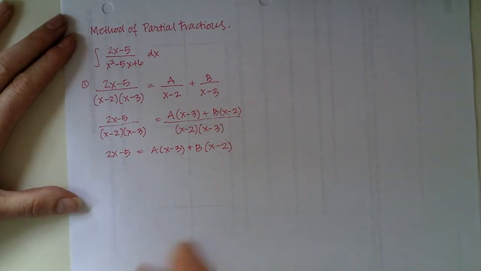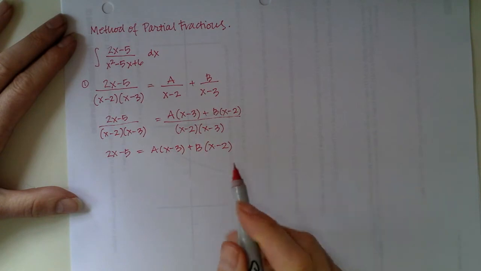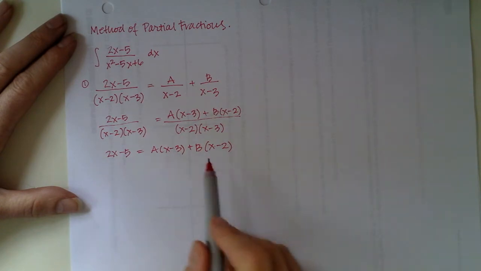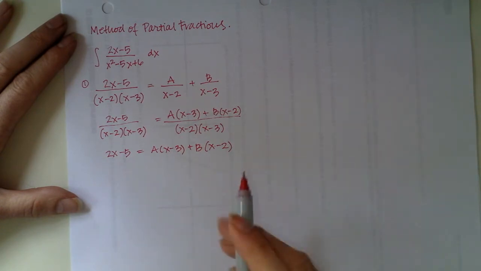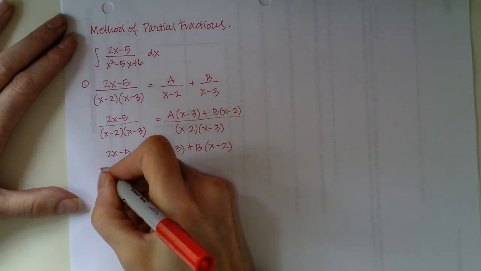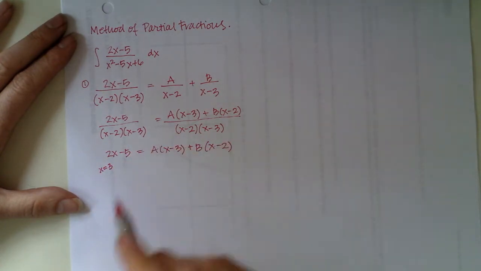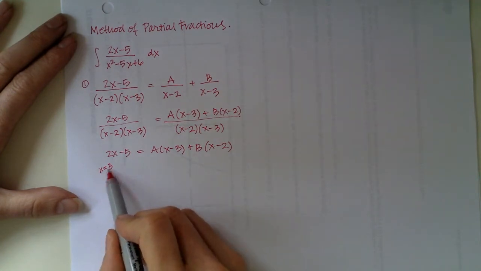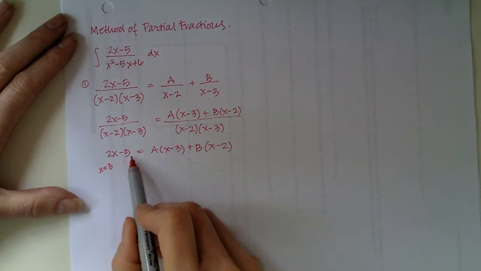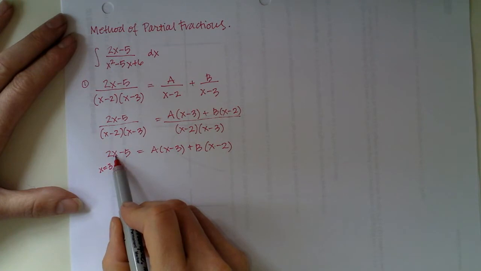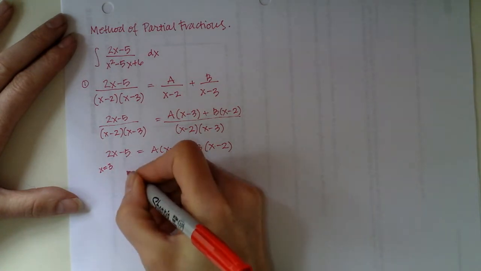And here's a kind of slick way to do it. Well, if this has to be true for any x, then in particular it has to be true when x is equal to 3. Why did I choose 3? You'll see in a minute. If x is equal to 3, then the expression on the left is 2 times 3 minus 5. That's 1, right?